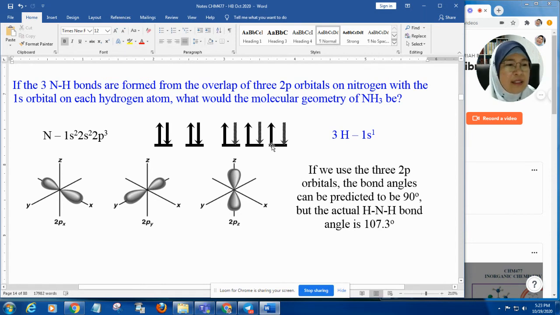Because the electrons are singly occupying the px, the py and the pz, we say, easy then, the three hydrogens will simply put one electron on px from one hydrogen, another electron on py from the second hydrogen, and another electron in the pz from the third hydrogen. And we all know that these px, py, and pz are 90 degrees to one another.